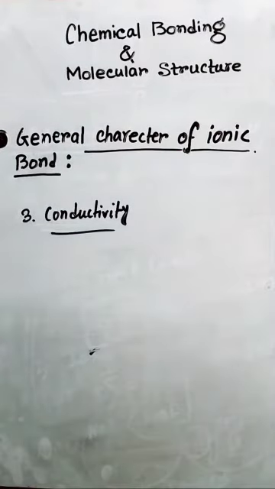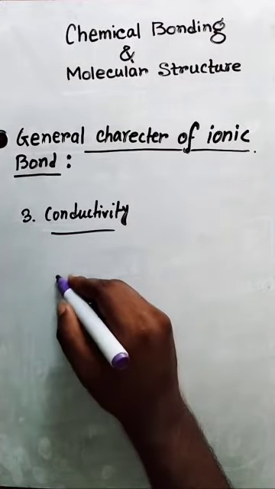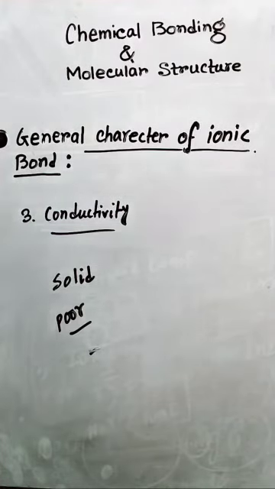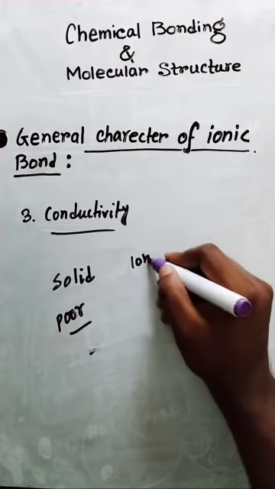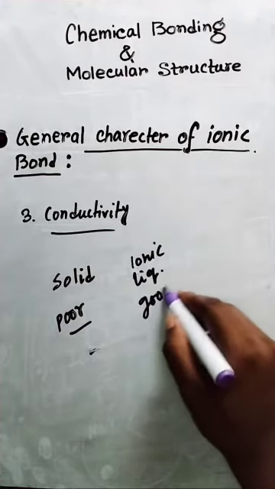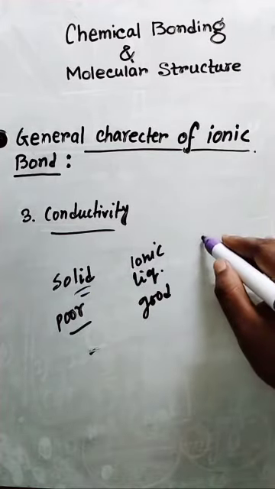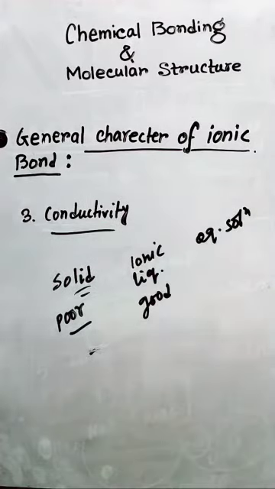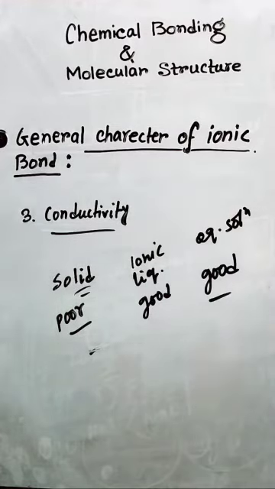So, the solid state has very poor electrical conductivity, and the ionic liquid has good conductivity. And when the solid is dissolved in aqueous solution, the ionic compound also has good electrical conductivity.